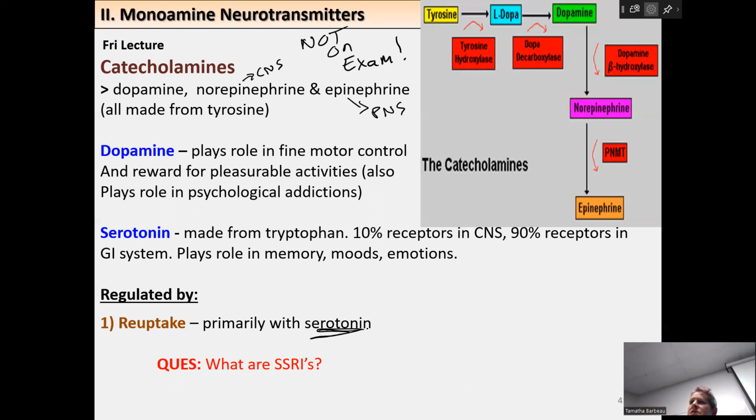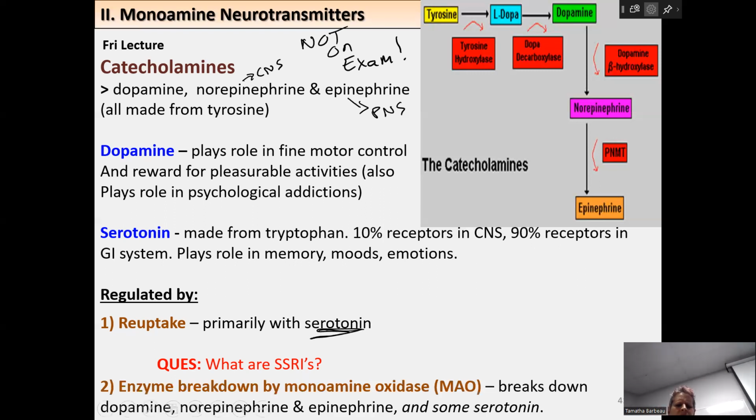Okay. Do I need to define it again? Go back to your notes. Selective serotonin reuptake inhibitor. Citalopram, Lexapro, Prozac, Zoloft, I think. Which came first? I think Prozac came before Zoloft. But anyway, they work as SSRIs. Okay. So I know this is blocking it.